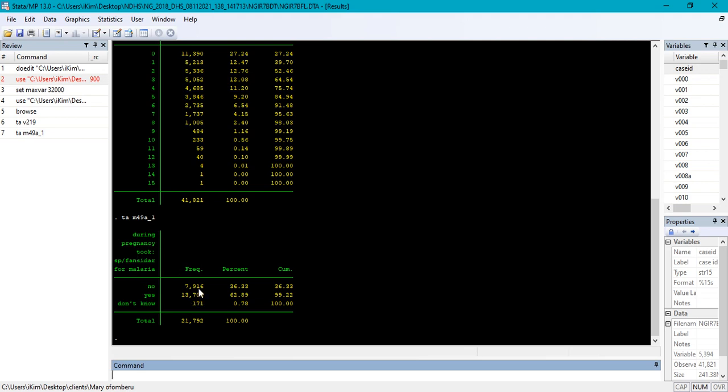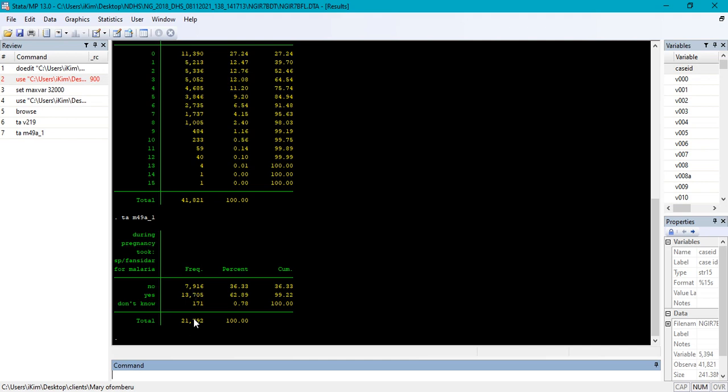So it means 7,000 people didn't take this. Don't forget that the people we are talking about include those who had never even been pregnant. Okay, let's put it this way. We have 7,000 who never took this during pregnancy. They never took SP Fansidar for malaria during pregnancy. You have 13,000 who did, and you have 171 people who do not know.